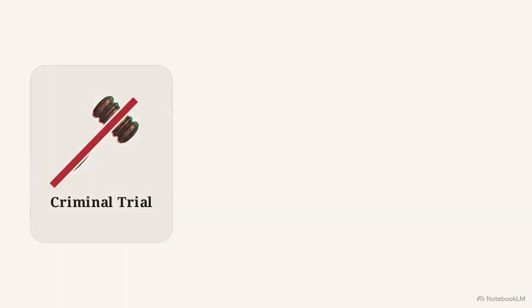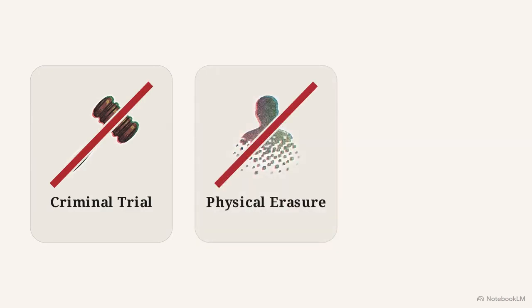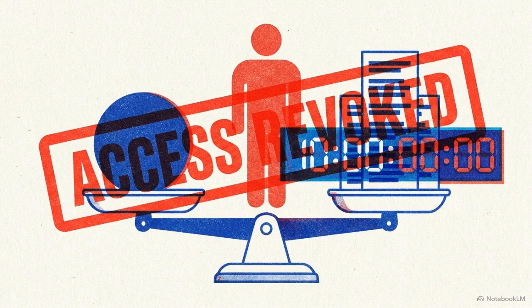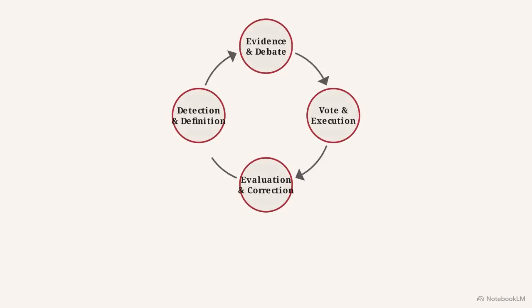Ostracism is not a criminal trial, it is not physical erasure, and it is not a popularity contest. It is the democratic, evidence-based withdrawal of a person's eligibility to hold public or systemic power for a fixed period, typically 10 years. This circular flow graph maps the democratic decision cycle. Implementing ostracism requires a permanent public memory, an immutable ledger where official actions, budgets, and promises are permanently receipted, moving from issue to evidence, execution, and evaluation.